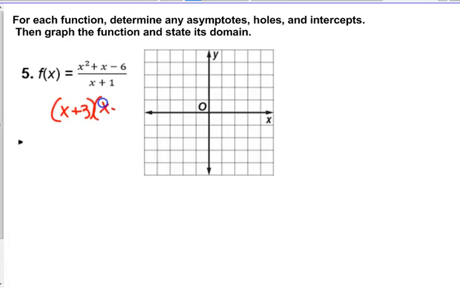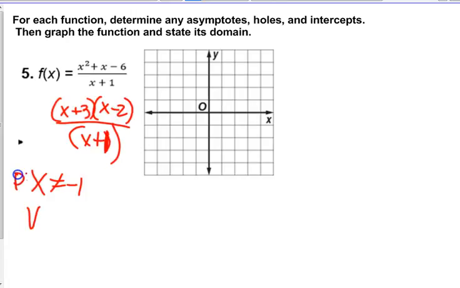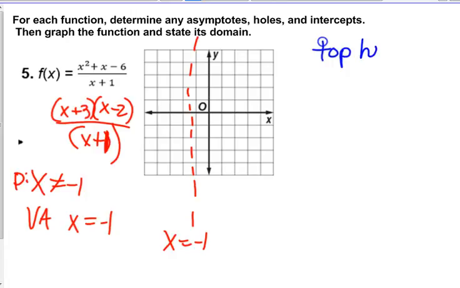X plus 3, x minus 2, right? X plus 1. Are there any holes? Okay, x cannot equal negative 1. Vertical asymptote at x equals negative 1. Oh, that's beautiful. Then what? Top heavy. What does top heavy mean? You gotta find it. We got to divide. Can we do synthetic division, though?